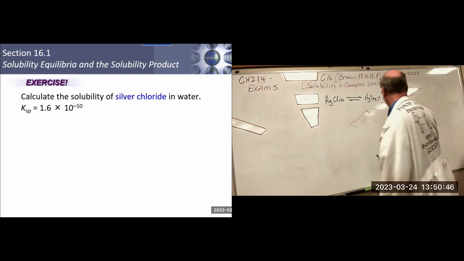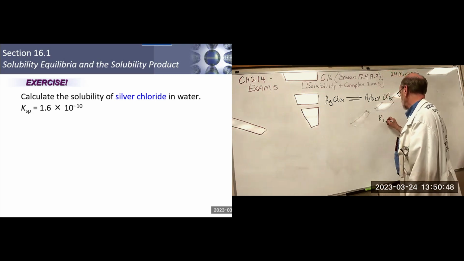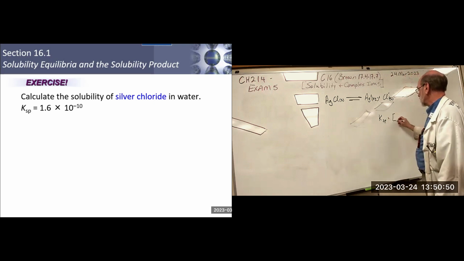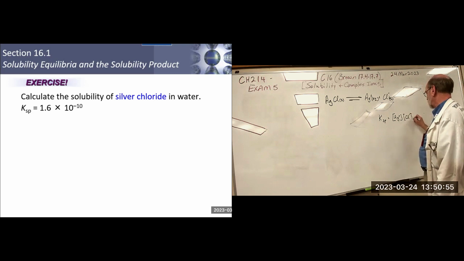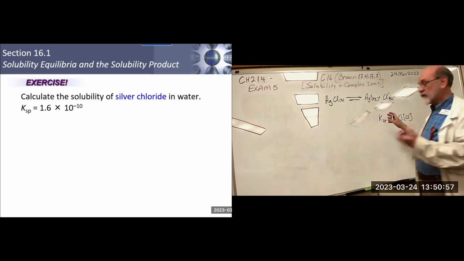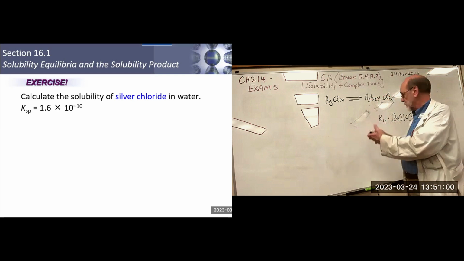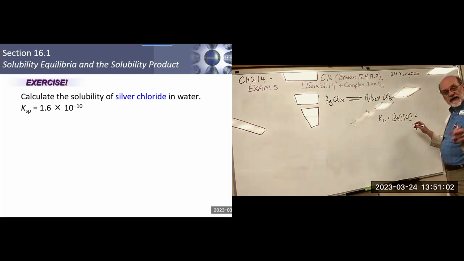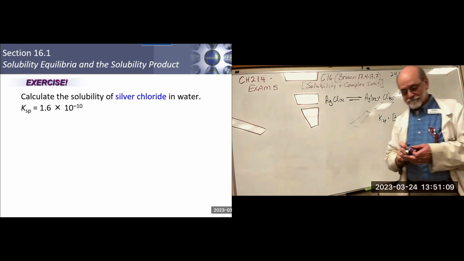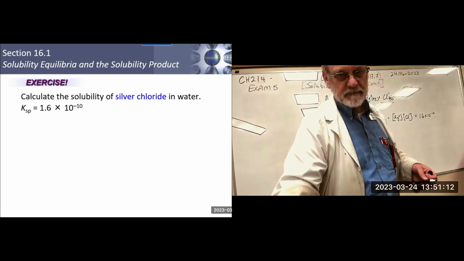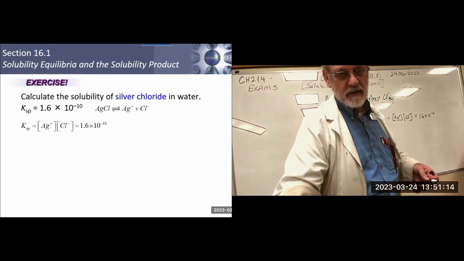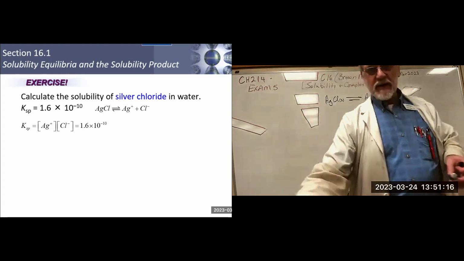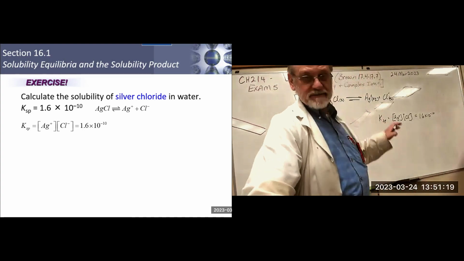Okay, so the Ksp would simply be silver times chloride, because the coefficients are 1, each one. We're given the value for Ksp as 1.6 times 10 to the minus 10. Okay? And there we go. Okay, that's as far as we've gotten on the board.